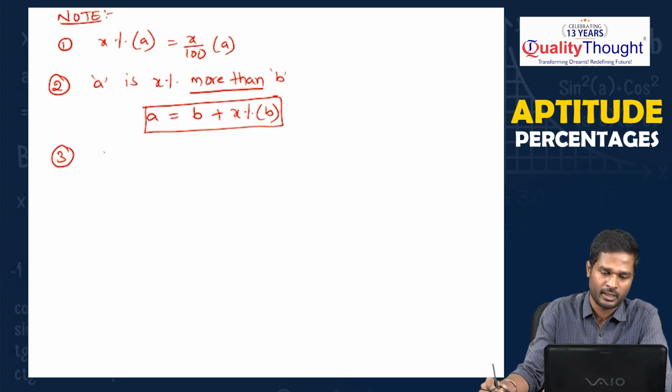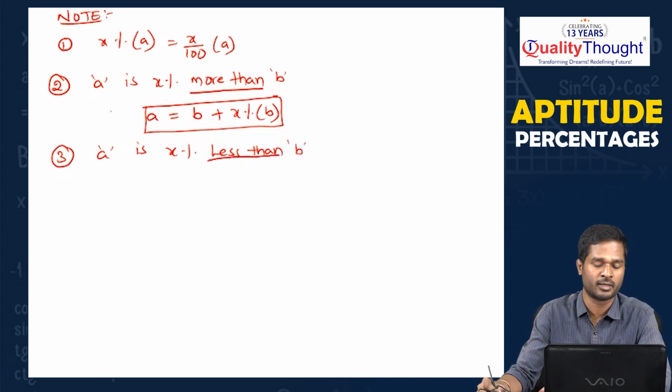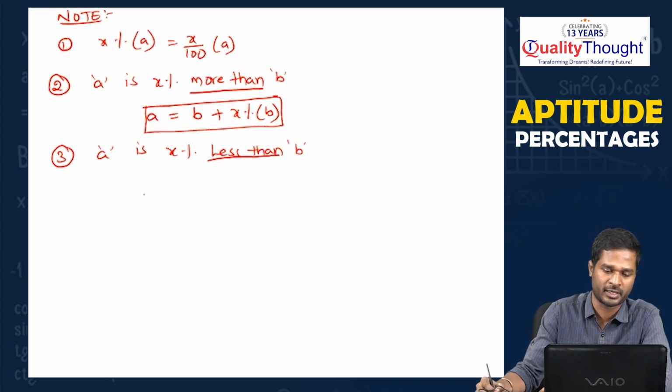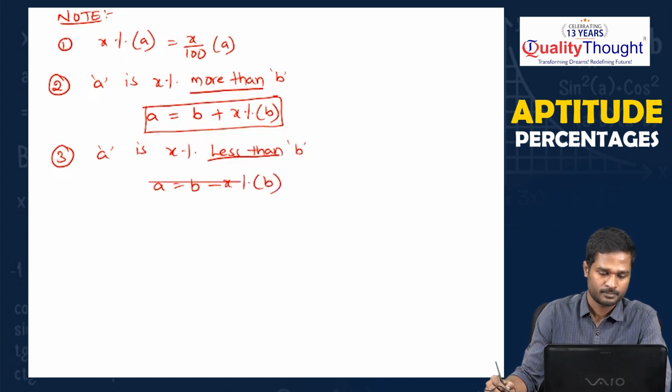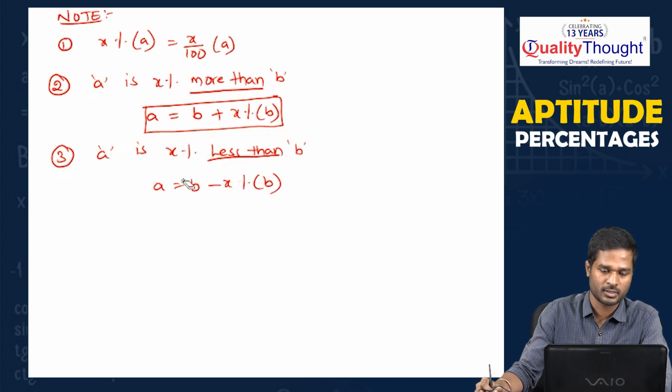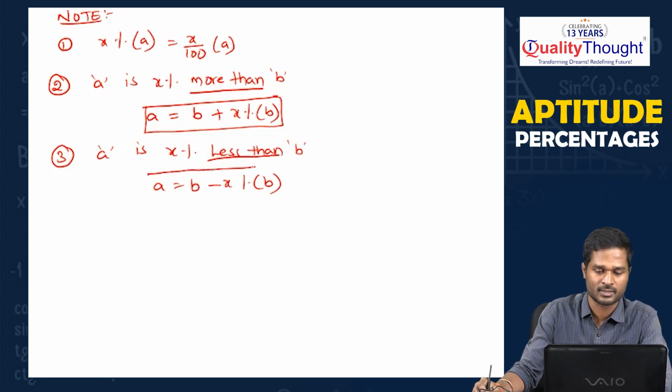The third one, a is x percentage less than b. That means same here, we are taking less than; in the second case we have taken more than, in the third case we are taking less than. So, how will we write it? So, a is equals to the same b value, but on this b this time it is less. So, that means minus x percentage of b. So, if he says more, use the plus symbol, if he says less, use the minus symbol.